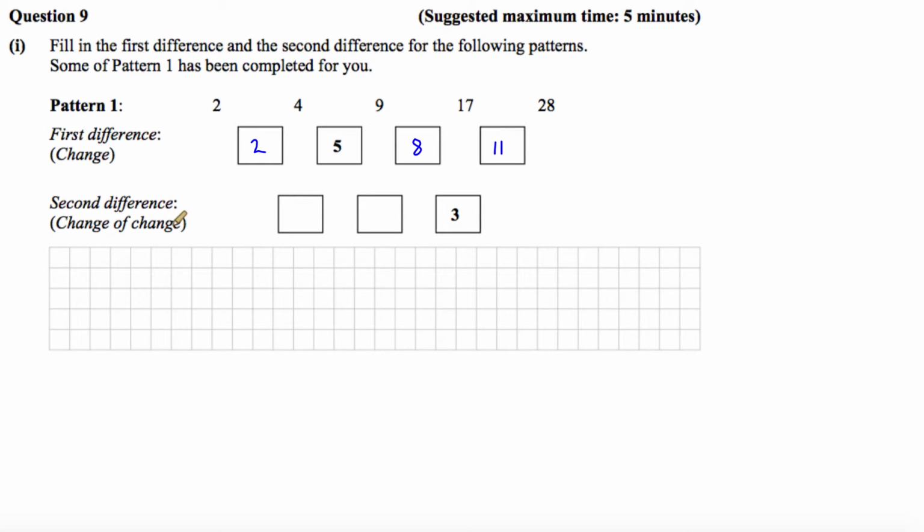So now when we go down to look at the second difference, we can see the difference from 2 to 5 is a difference of 3. And the difference from 5 to 8, that's a difference of 3 also. And the difference from 8 to 11 is 3, so we can see that our 8 and 11 was correct there, as the 3 was already filled in.